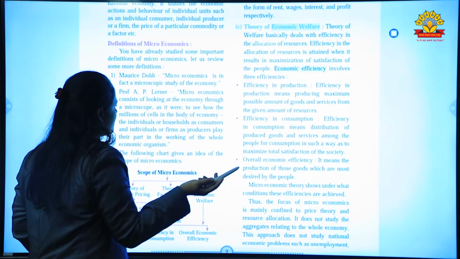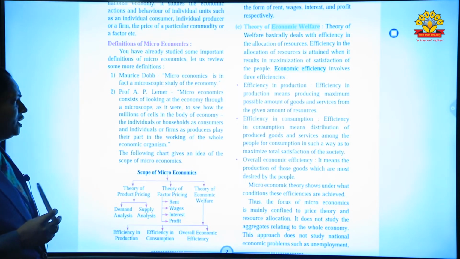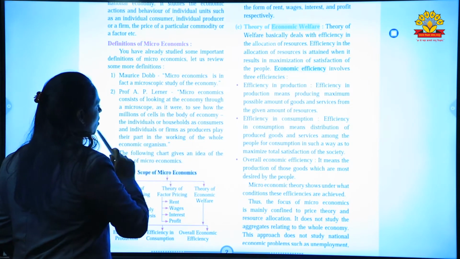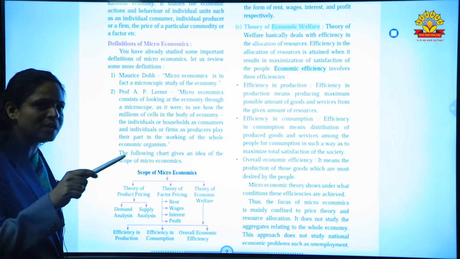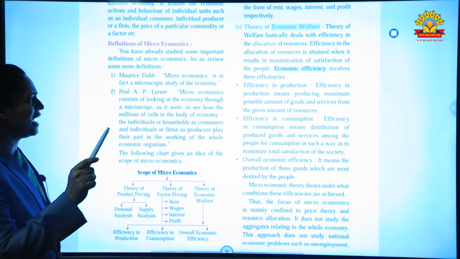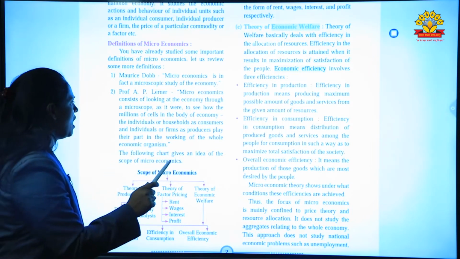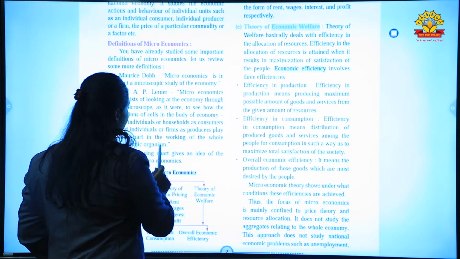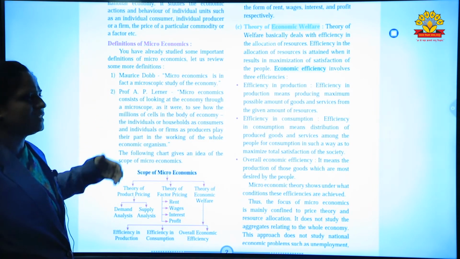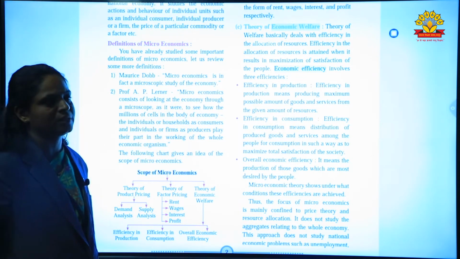As it were, to see how the millions of cells in the body of the economy, the individual or household as consumers and individual or firms as producers, play their part in the working of the whole economic organism. Means we observe our economy with the help of a microscope and see millions of cells like in a body organism. Likewise, we see millions of economic organisms and discuss them in microeconomics. As in the definition of Maurice Dobb, it is a microscopic study.